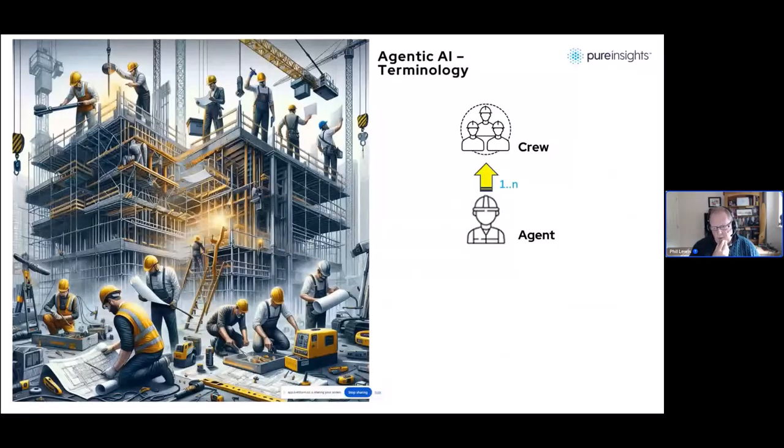And the crews are orchestrated in order to make sure that if an agent depends on the outputs of another agent, then it waits for that agent to get its job done. And it tries to parallelize as much as possible out of the box. And it really controls the flow of all of those things.